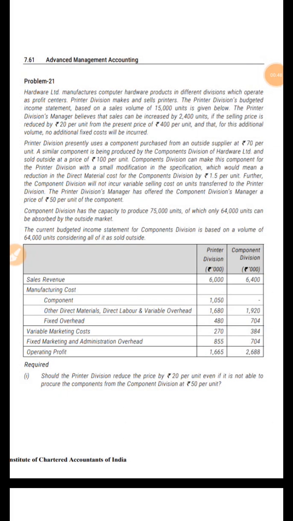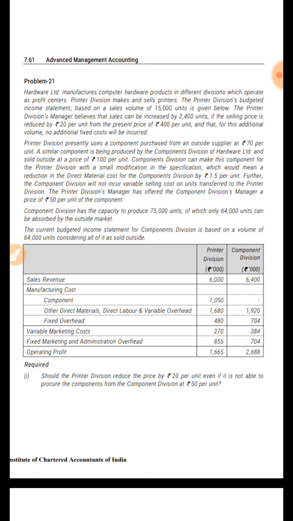Printer division presently uses a component purchased from an outside supplier at Rs 70 per unit. A similar component is being produced by the components division of Hardware Limited and sold outside at a price of Rs 100 per unit.